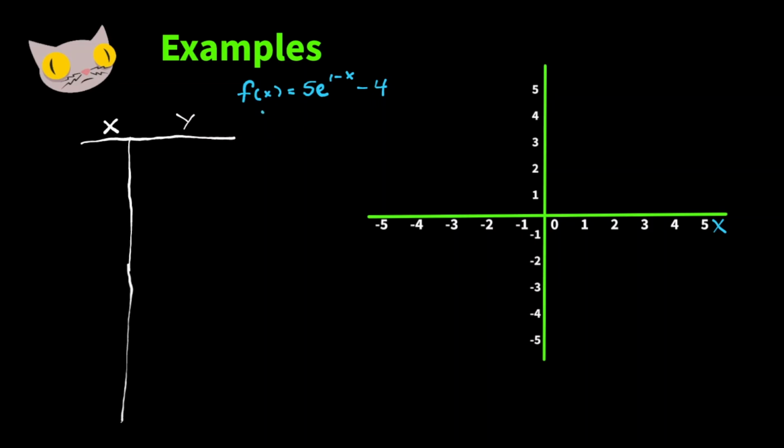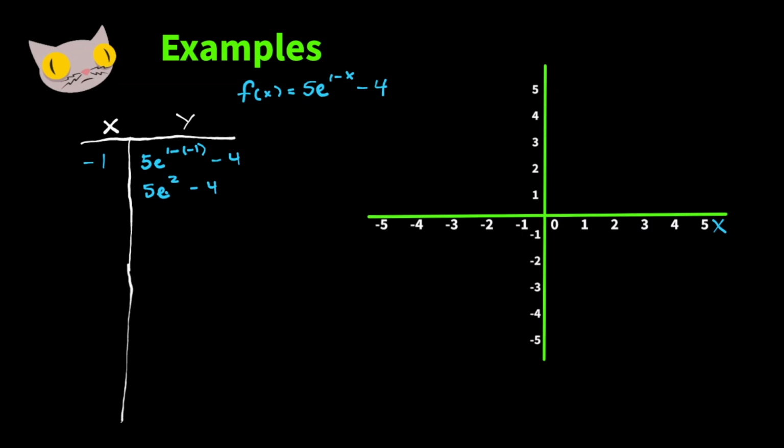Let's try this one. It's a little harder. So we have f of x is equal to 5 times e to the 1 minus x power, minus 4. So let's find our point at x is equal to -1. So we just need to plug in -1 into our x. So we get 5e to the 1 minus -1, minus 4. This gives us 5e to the second power minus 4.